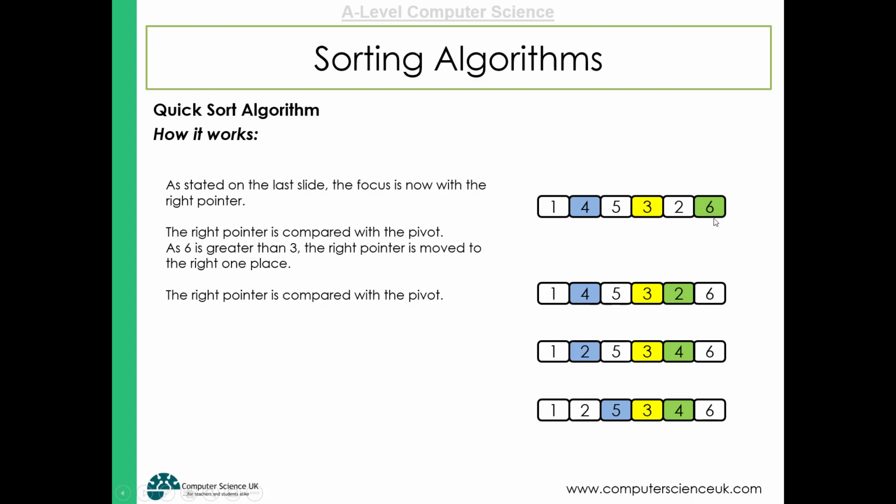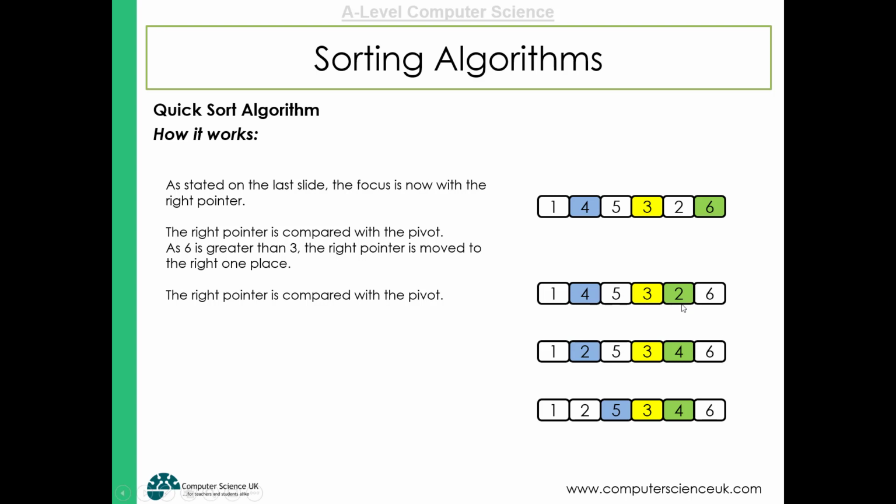So the right pointer moves down 1 to the next item. Here you can see that it is pointing at a 2. The 2 is compared with the pivot. 2 is smaller than the pivot, so it's on the wrong side of the pivot. So we therefore stop moving that right pointer. We've now got our left pointer at 4, and the right pointer at 2.